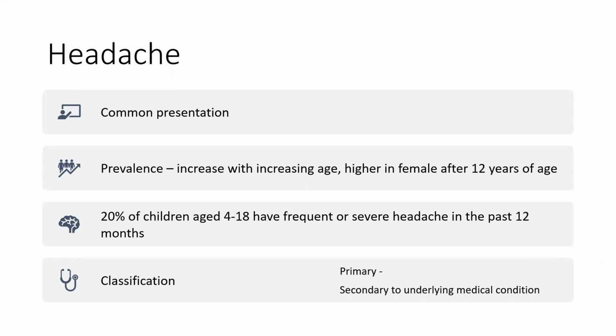Prevalence. It is very common. Prevalence increases with age. At 12 years old, the male to female ratio is more or less the same. After 12 years of age, it is higher in females, with a male to female ratio of roughly 1 to 3. Many children experience headache: 20% of children aged between 4 and 18 have had frequent or severe headache in the past 12 months. It is very, very common.